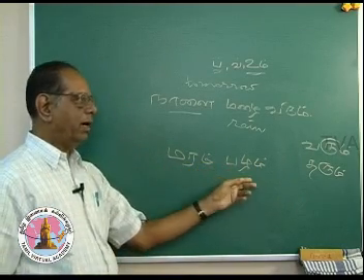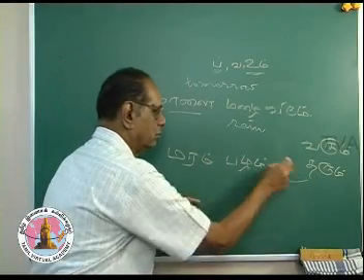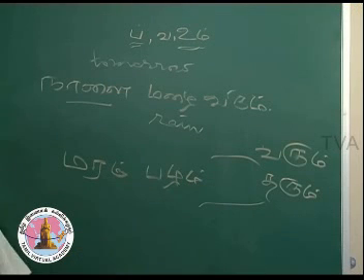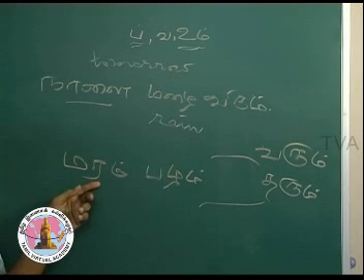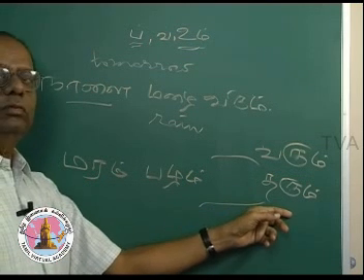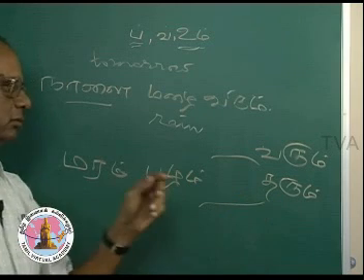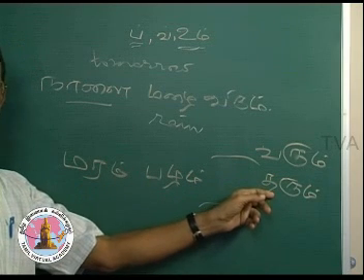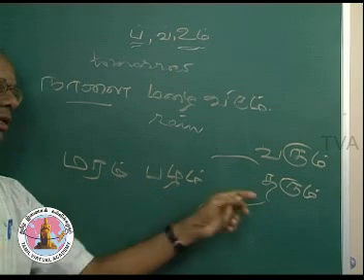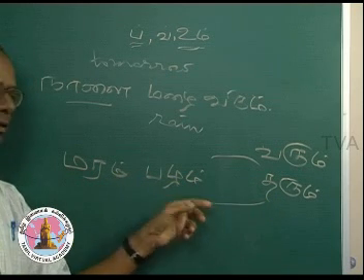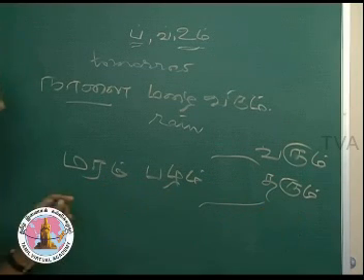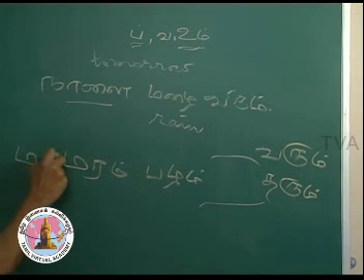மரம் பழம் தரும். மரம் tree. பழம் fruit. தரும் will give. Tree will bear fruit. Future tense. மரம் பழம் தரும். I can go on increasing the sentence.